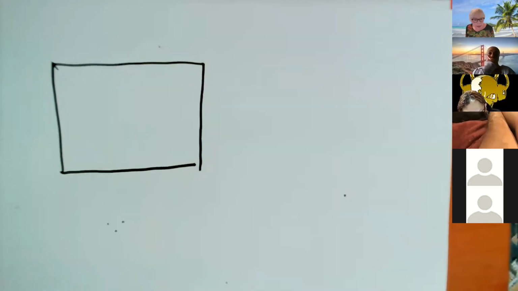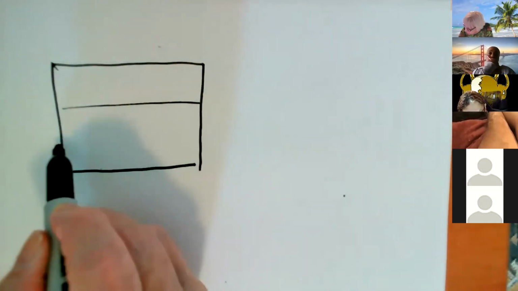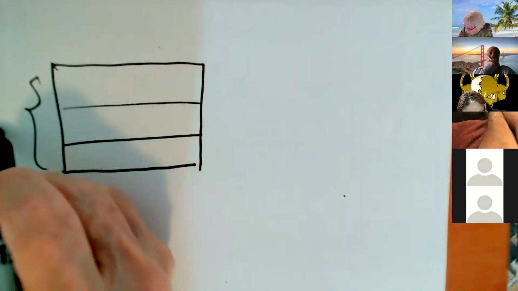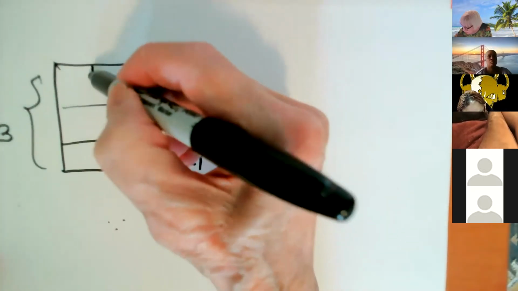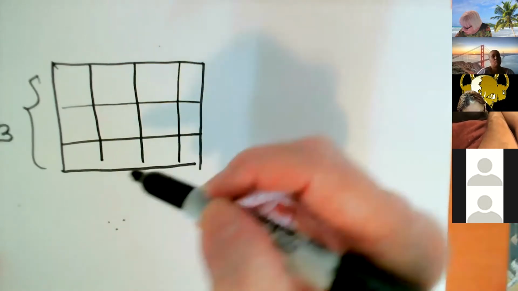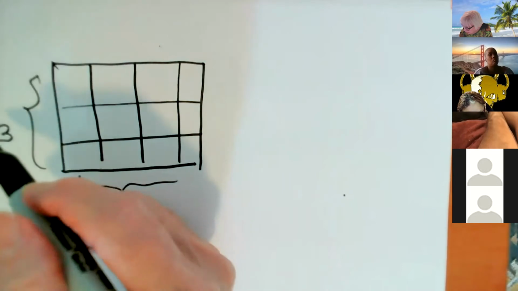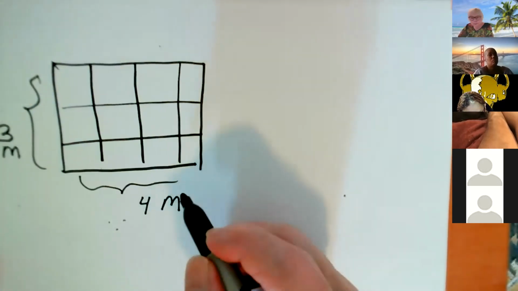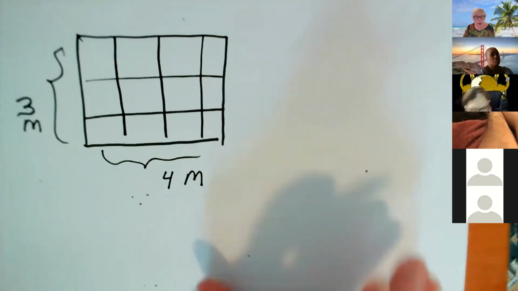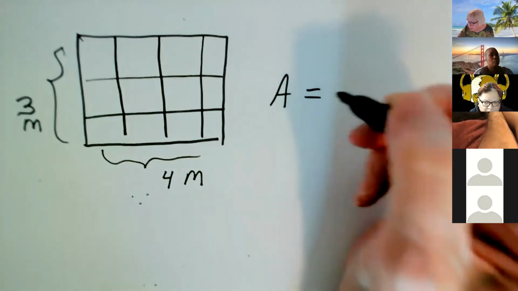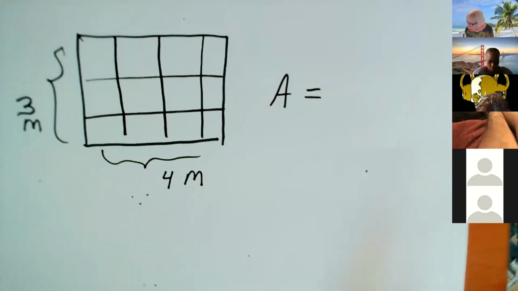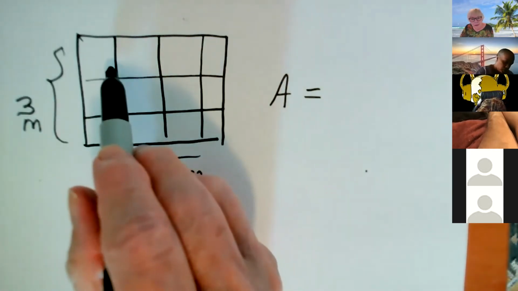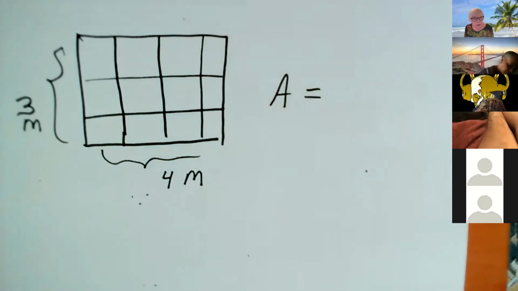So here's my rectangle again. And let's say this way is 3. And let's see, 1, 2. And this way is 4. Let's do meters this time. So with area, you're always interested in how many square units you have, squares. So that's why I drew the boxes for you. 3 times 4, do you see it? It's 12 squares.